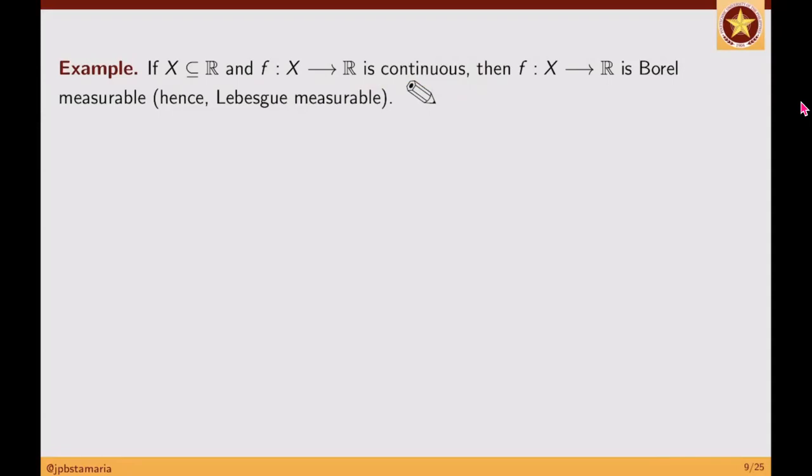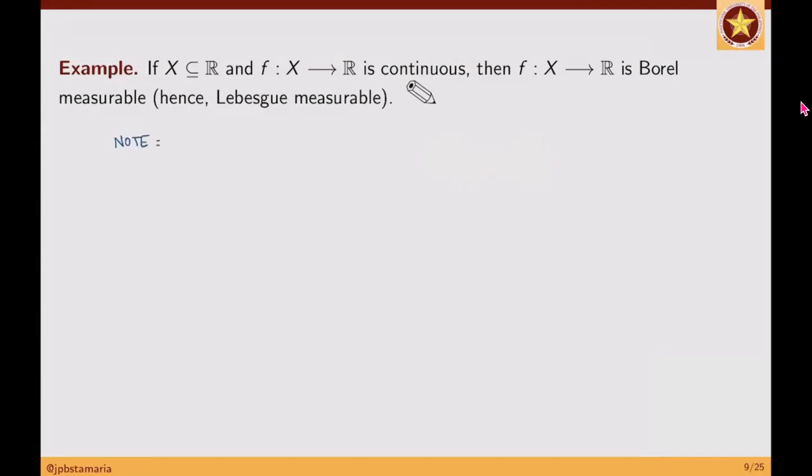Sir, kailangan ang inverse image ng bawat Borel set ay Borel. Pero sabi ko nga, you don't need to check for every Borel set. You just need to check the inverse image of intervals of the form a to infinity. Yan na lang ang kailangan mong i-check. Now, alam nyo kasi, ang mga continuous functions, meron silang nice property particularly sa mga open sets ng space.